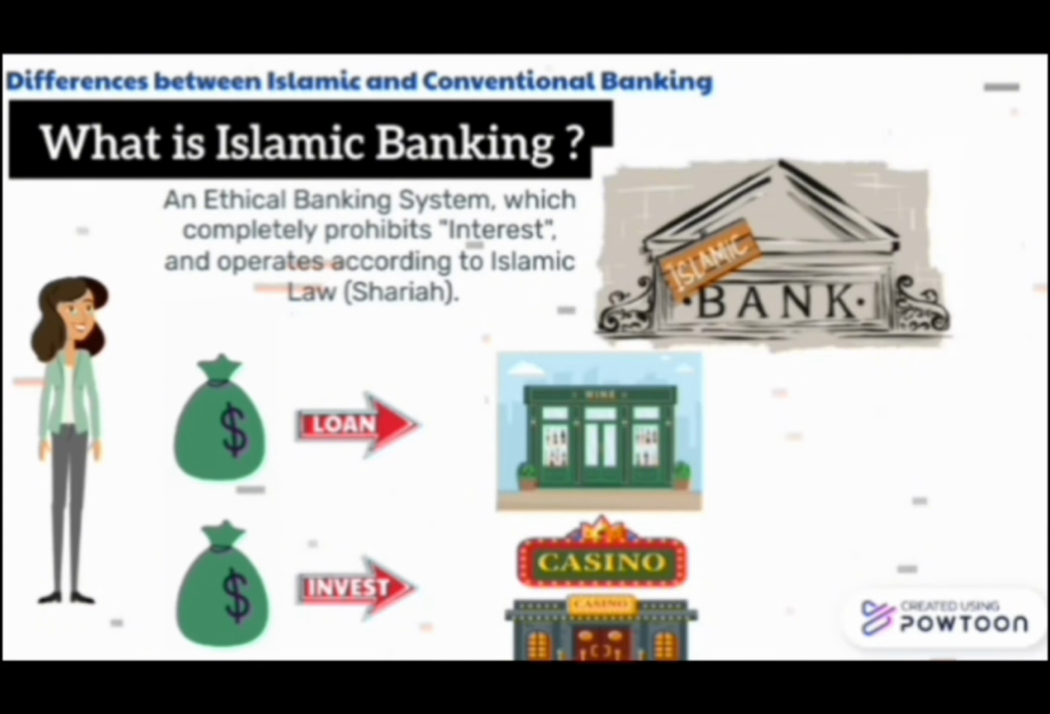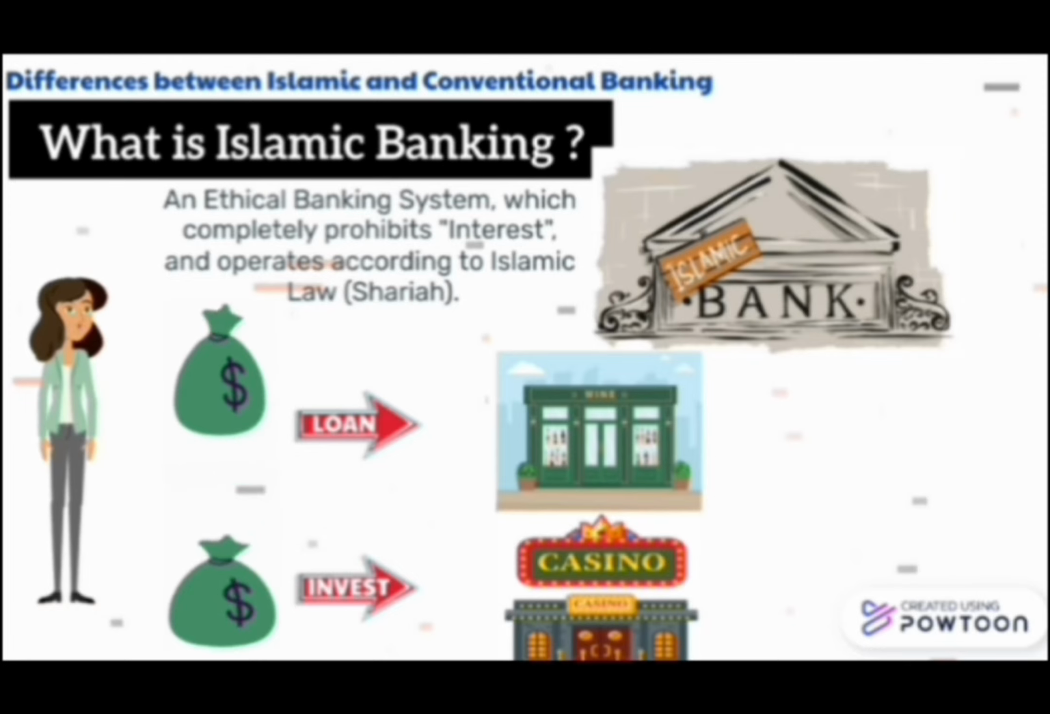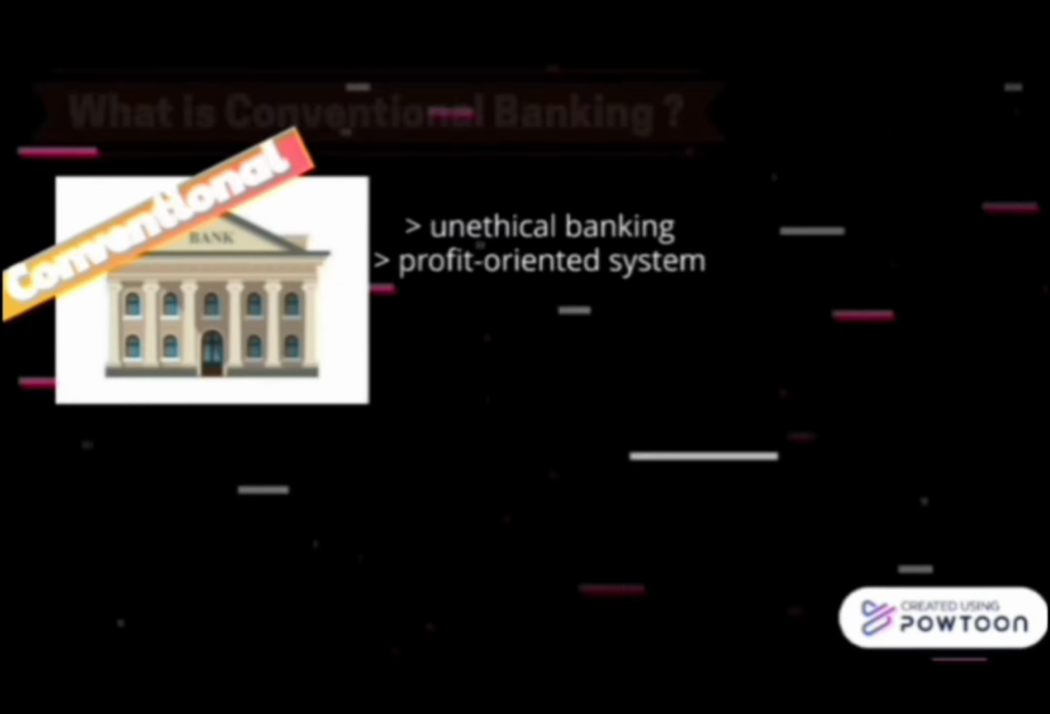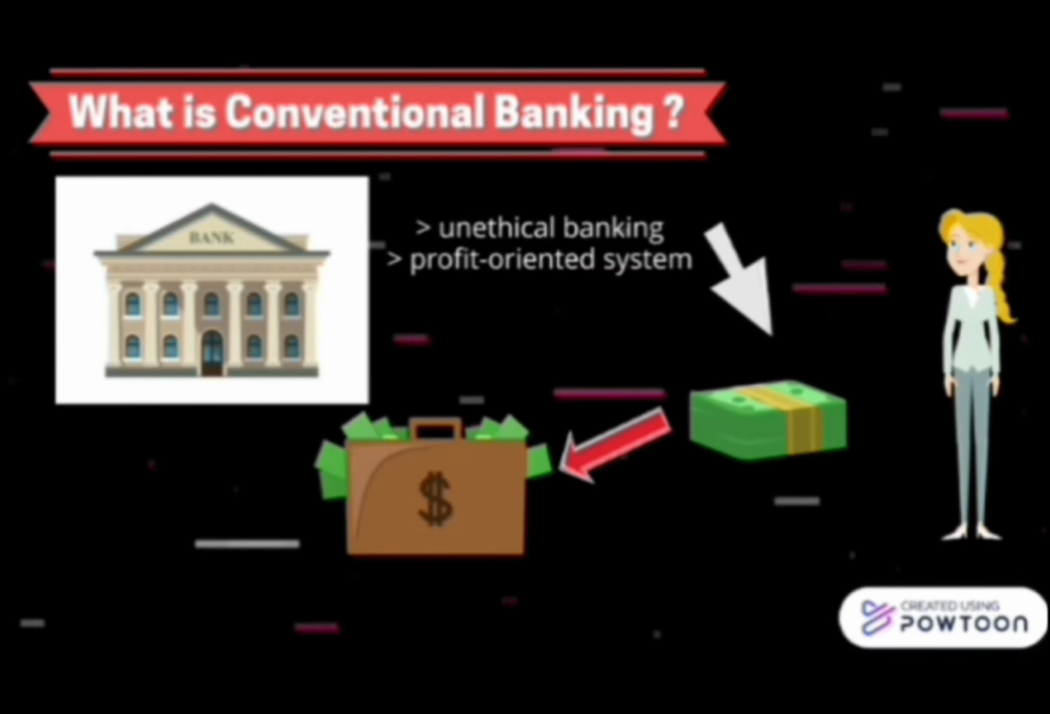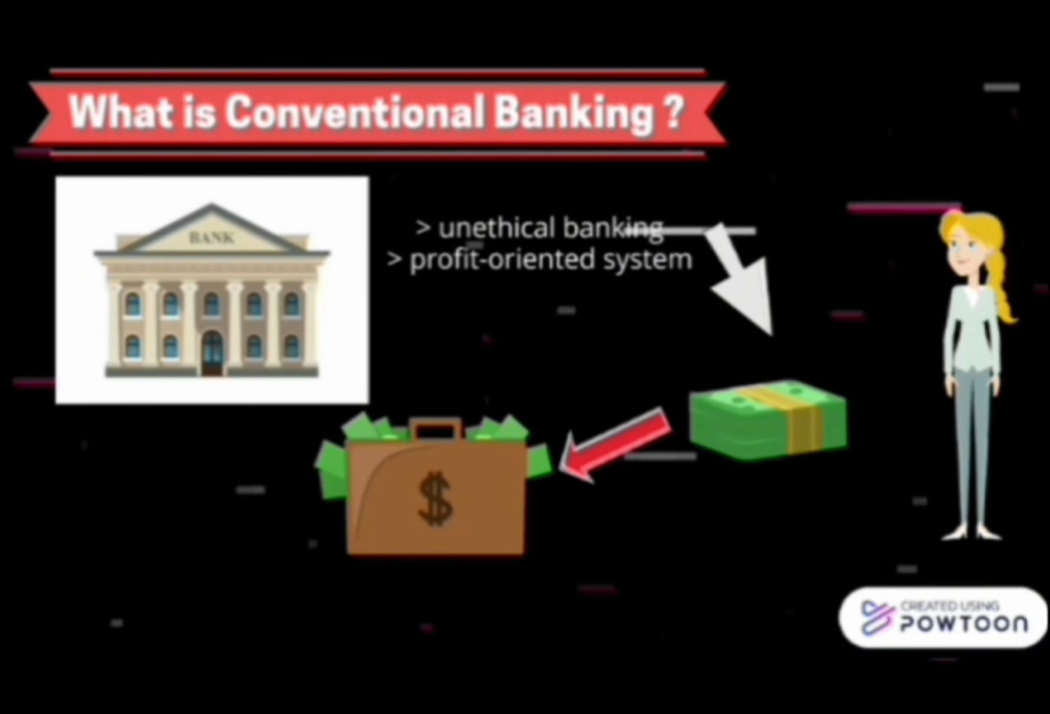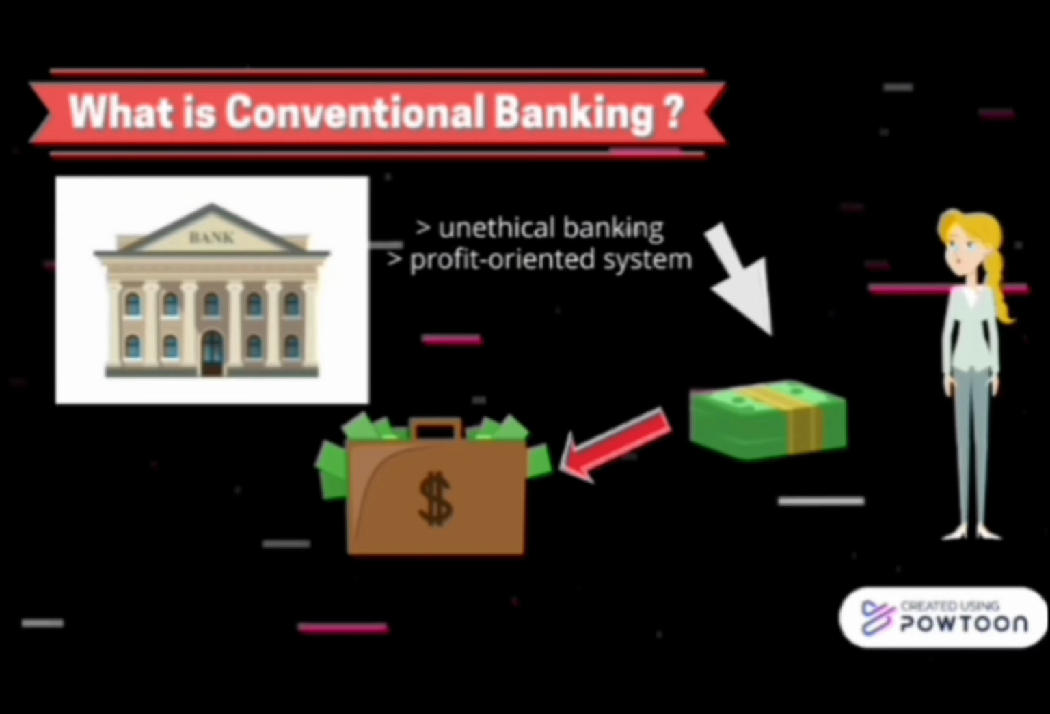For example, one cannot take a loan from Islamic bank to open a wine shop, and Islamic banks do not invest in businesses that have any element of gambling. Conventional banking system represents an unethical and profit-oriented system. The main purpose of it is to make money, which is mostly produced through interest.